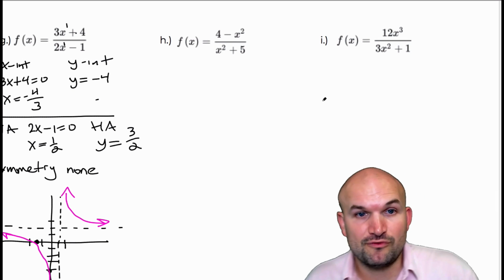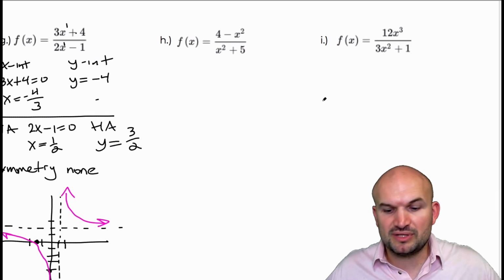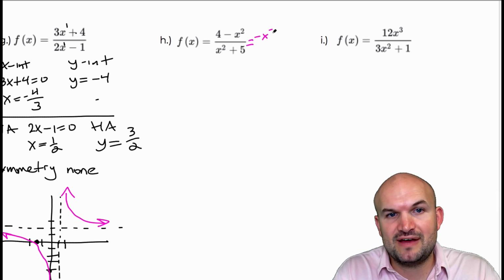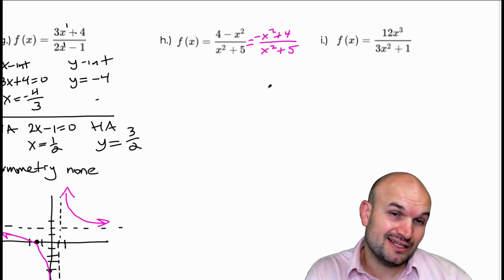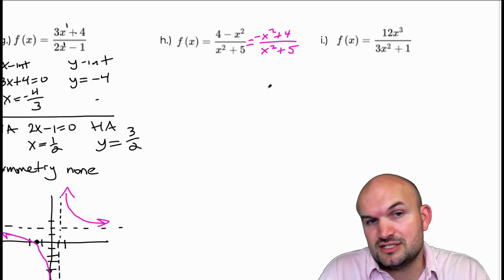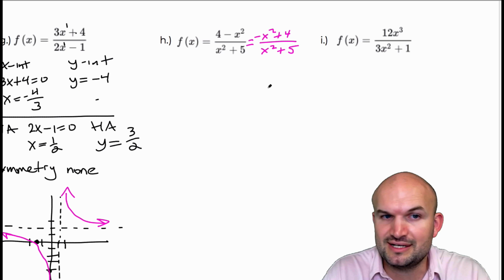So this one is 4 minus x squared divided by x squared plus 5. It might be helpful to rewrite this as negative x squared plus 4 all over x squared plus 5. All right, and it looks like it could potentially be a reciprocal function again. So let's identify our information now and see.